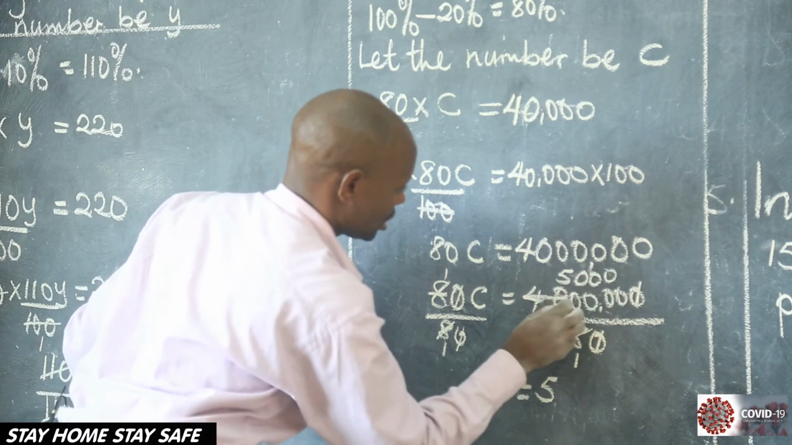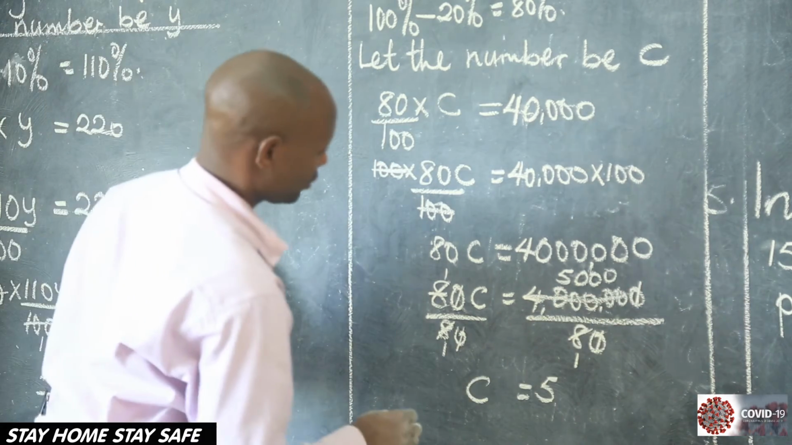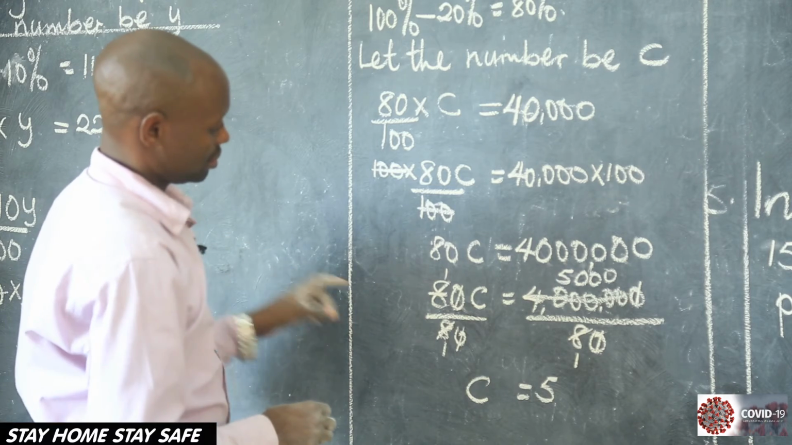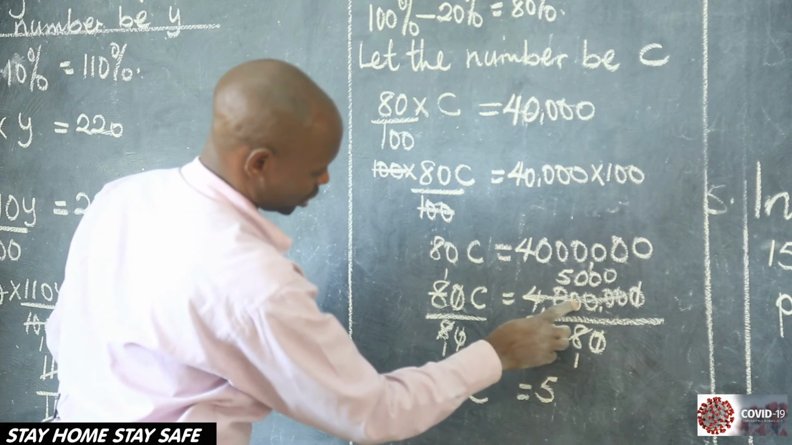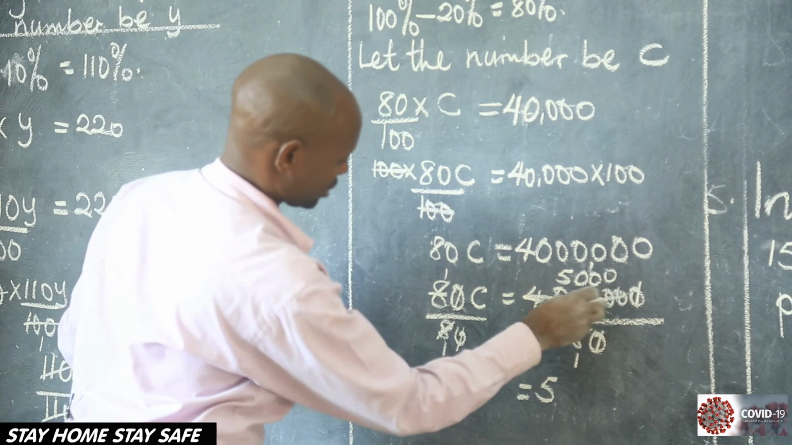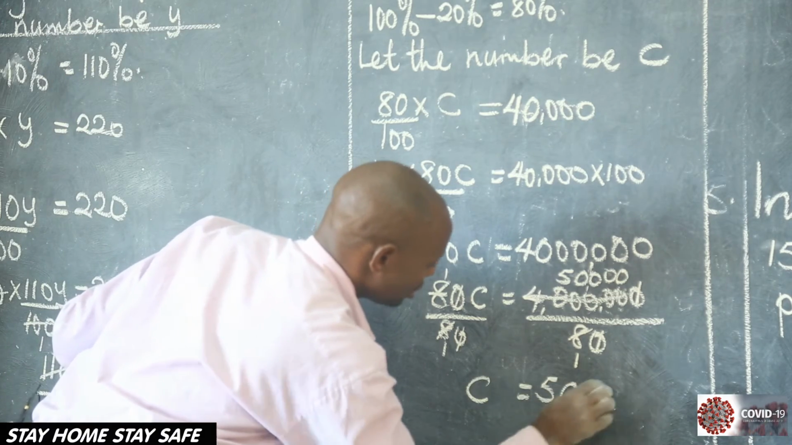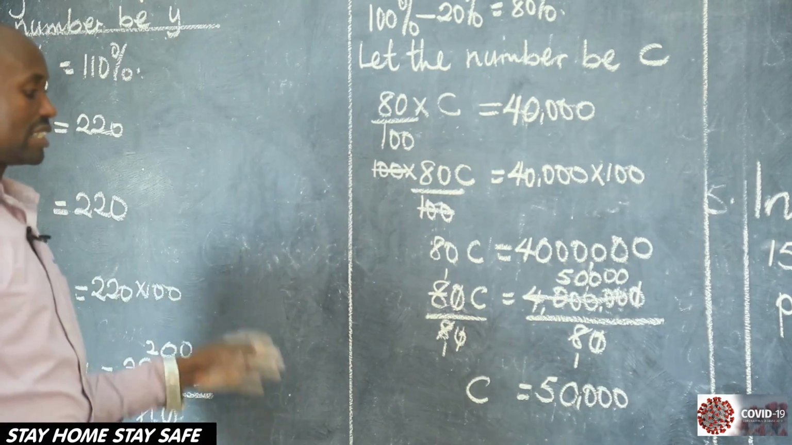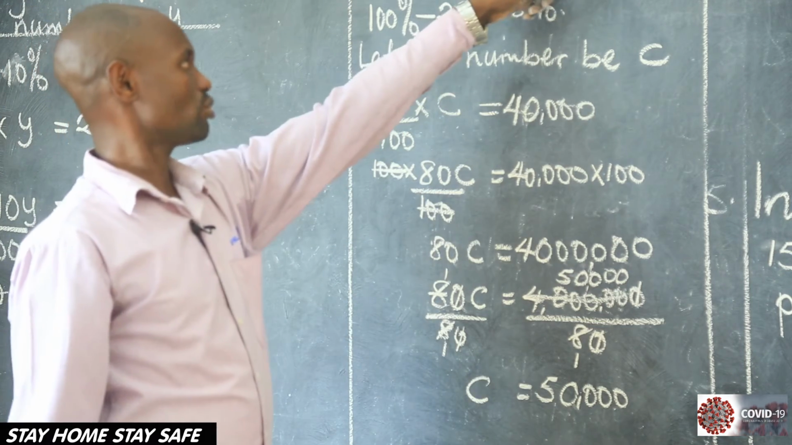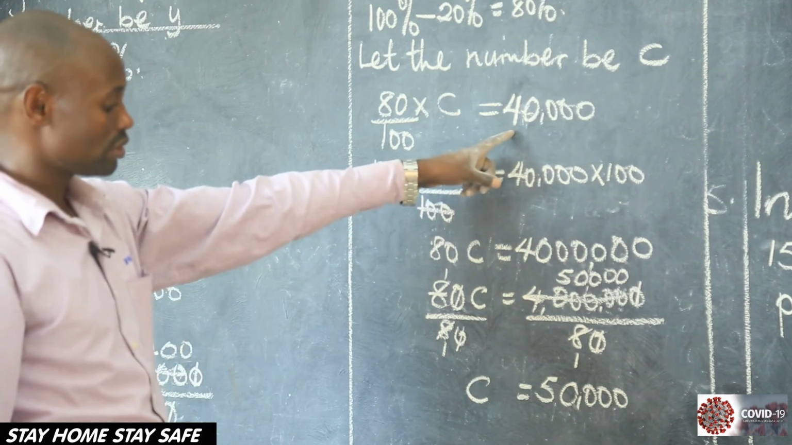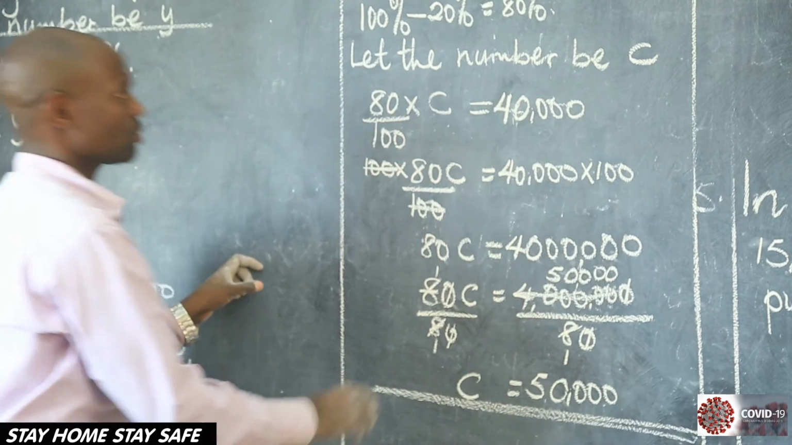1, 2, 3. So what is that? Wait a minute, this is 5, 1, 2, 3, 4. There are 4 zeros. So it means it is 50,000 which was decreased. So when we get 50,000 and we decrease it by 20%, we shall come to 40,000. So the number which was decreased is this one.